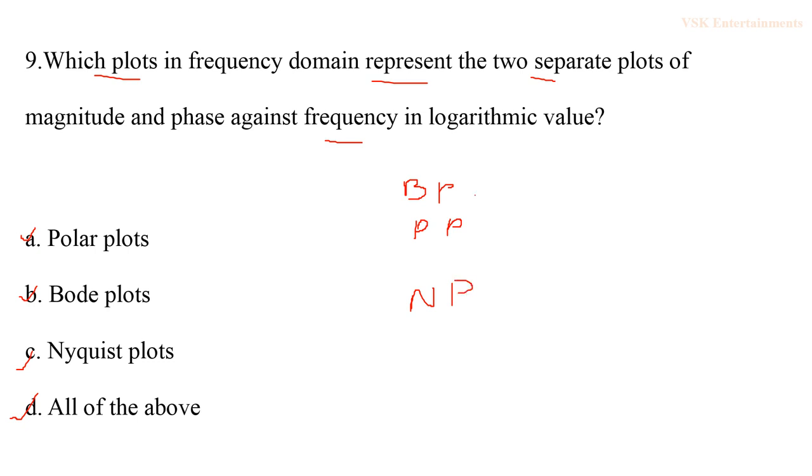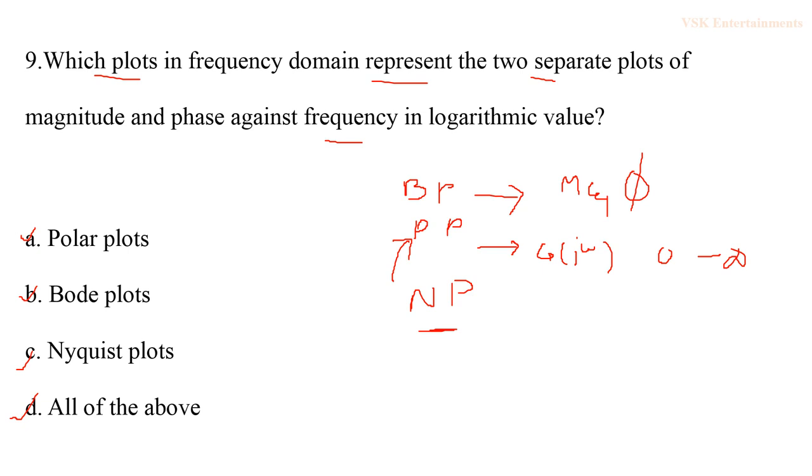Here, a Bode plot is a plot obtained by two types of plots, that is magnitude and phase plots, by varying the frequency in the logarithmic scale. And here, a polar plot is a plot traced by the tip of G of j omega by varying omega from 0 to infinity. And coming to the Nyquist plot, the Nyquist plot is the extension of the polar plot.